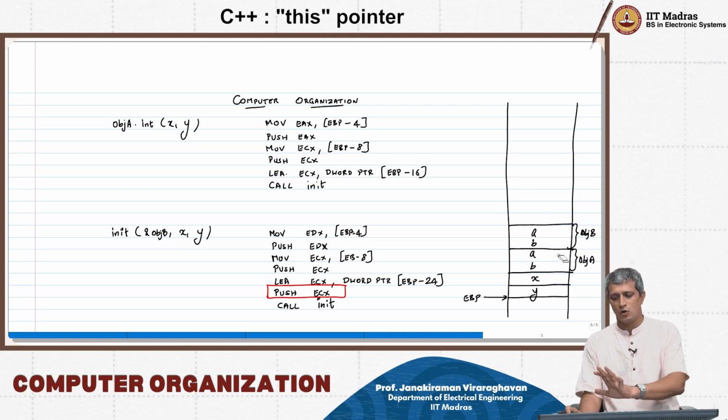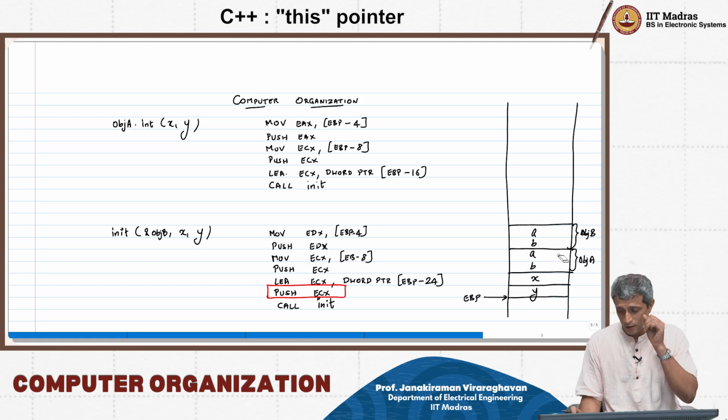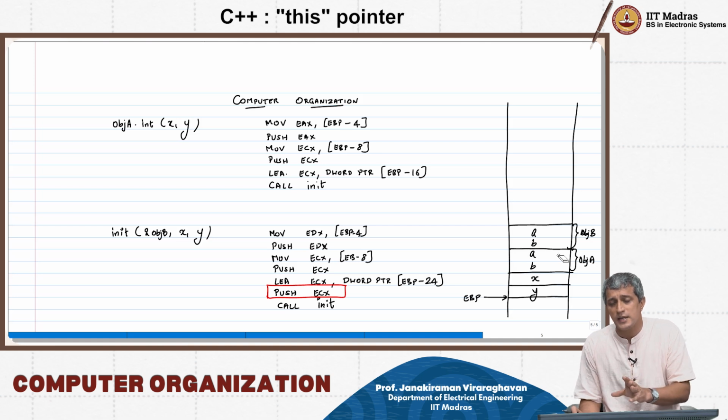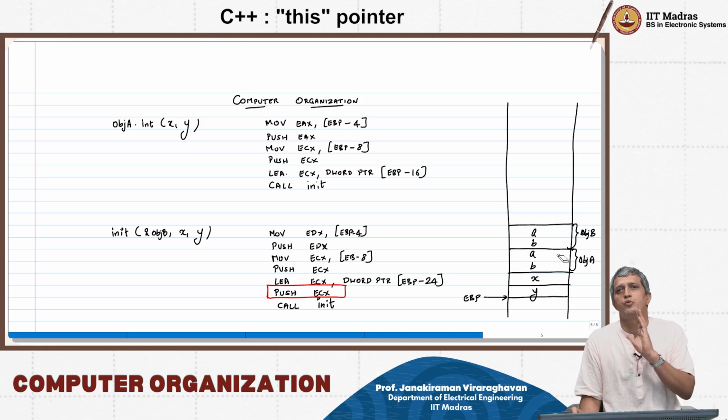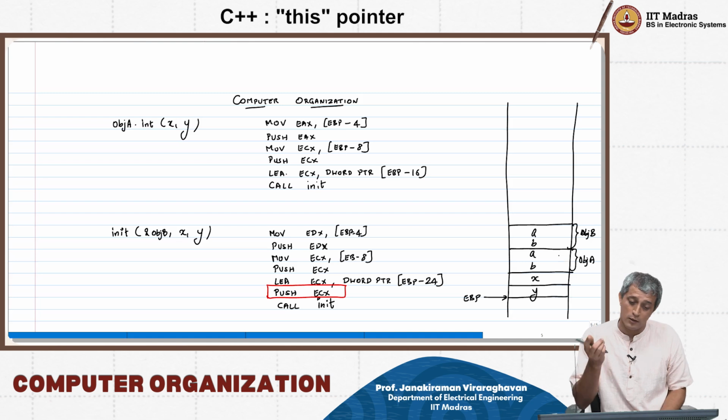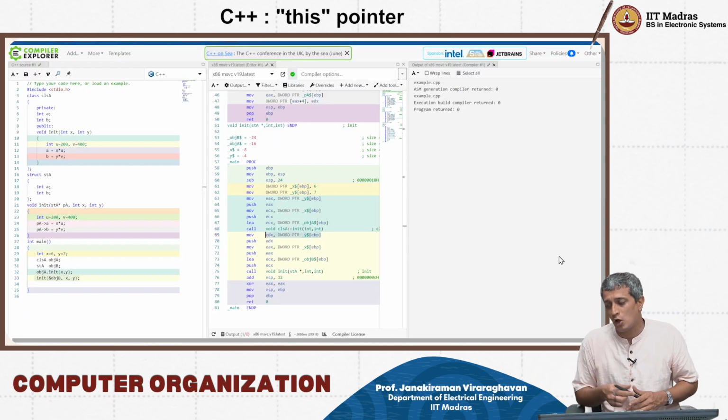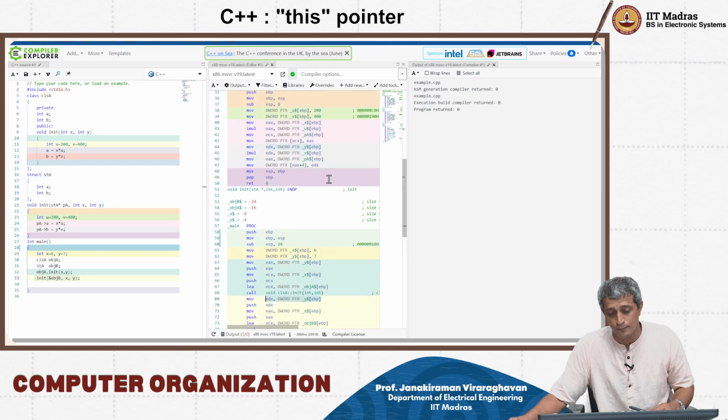Okay, so all we are doing now is we are getting the address of these two variables into ecx. In one case we are calling init without pushing that onto stack, in the other case we are pushing it onto stack and then calling init. Okay, therefore the guys on the other side, the function also has to expect the same.